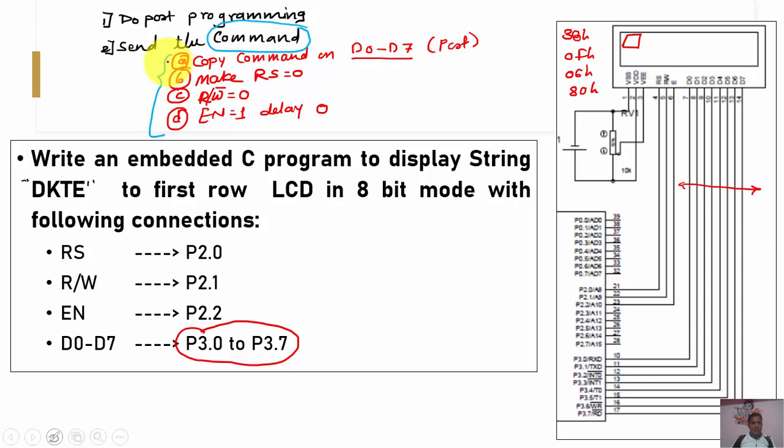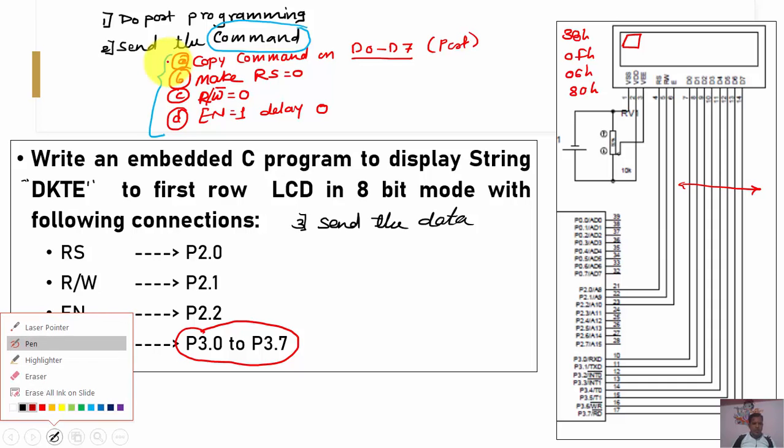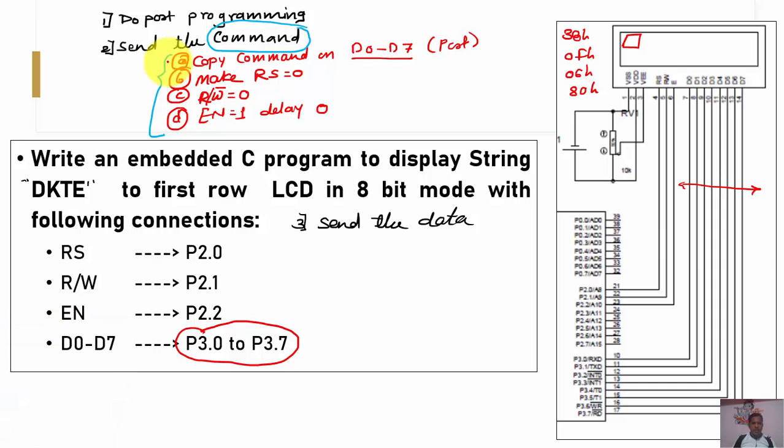Then the next step is what? That is the last step. Okay, I will write this step here. What is my third step? Send the data. So what is required to send the data? The steps are almost the same, right? So what will be my first step? First of all, just copy data on D0 to D7, and that too, like the command, done by this port here.